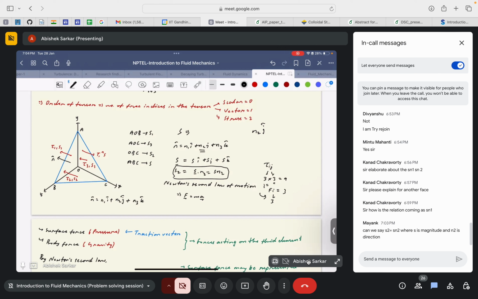Okay, so it might not be clear properly, but I think I'll try to look into it and try to find a more robust mathematical conclusion, like how we are able to obtain it. So would that be okay, Kanad? Sorry for the lack of clarification, but would it be okay?